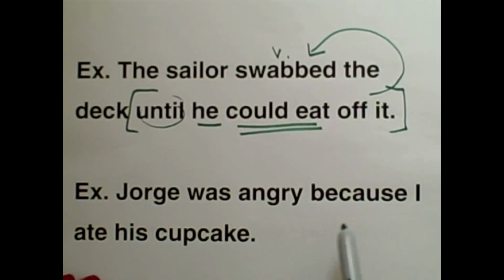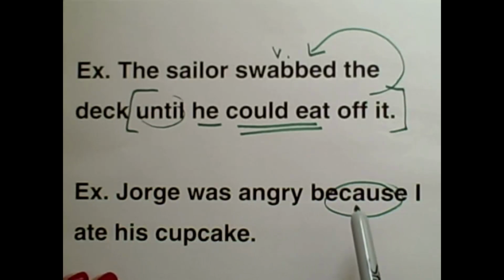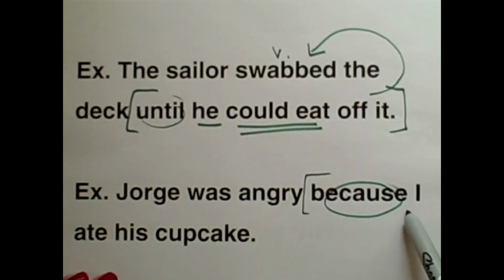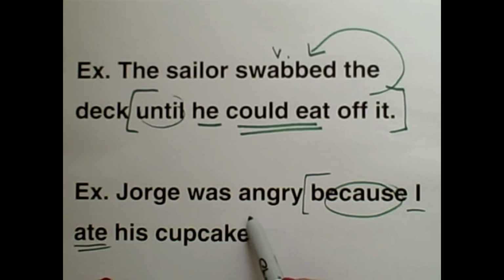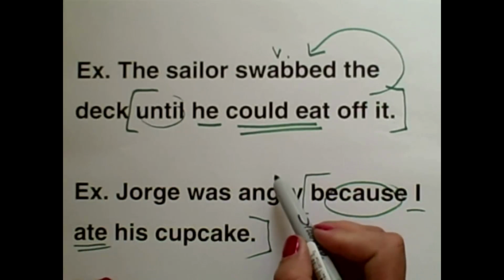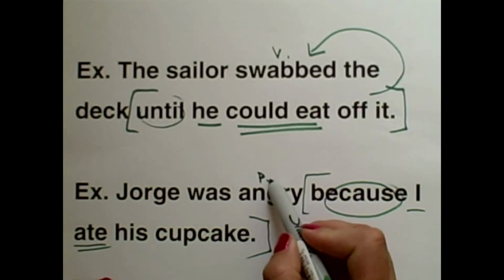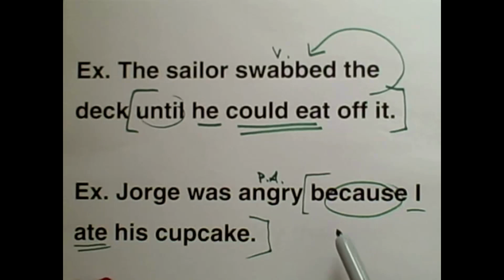Jorge was angry because I ate his cupcake. Here our trigger word is because, a very common subordinating conjunction. And our adverb clause is because I ate his cupcake. Jorge should take better care of his pastries. Anyway, since linking verbs can almost never be modified, our clause must modify the predicate adjective angry. Let's test it out. Angry why? Because I ate his cupcake.